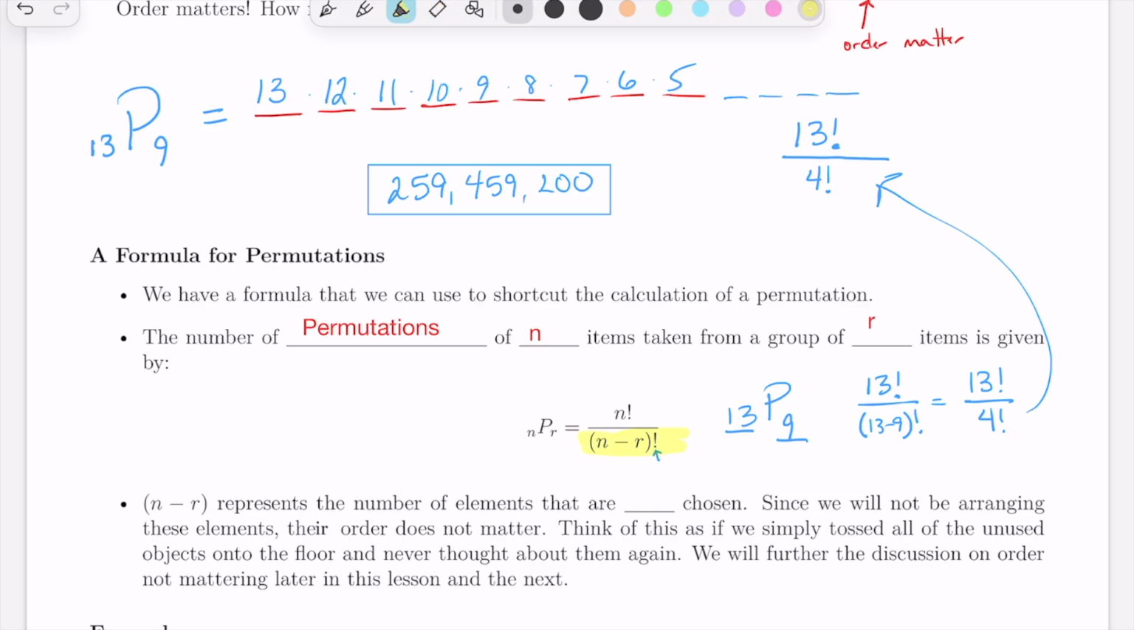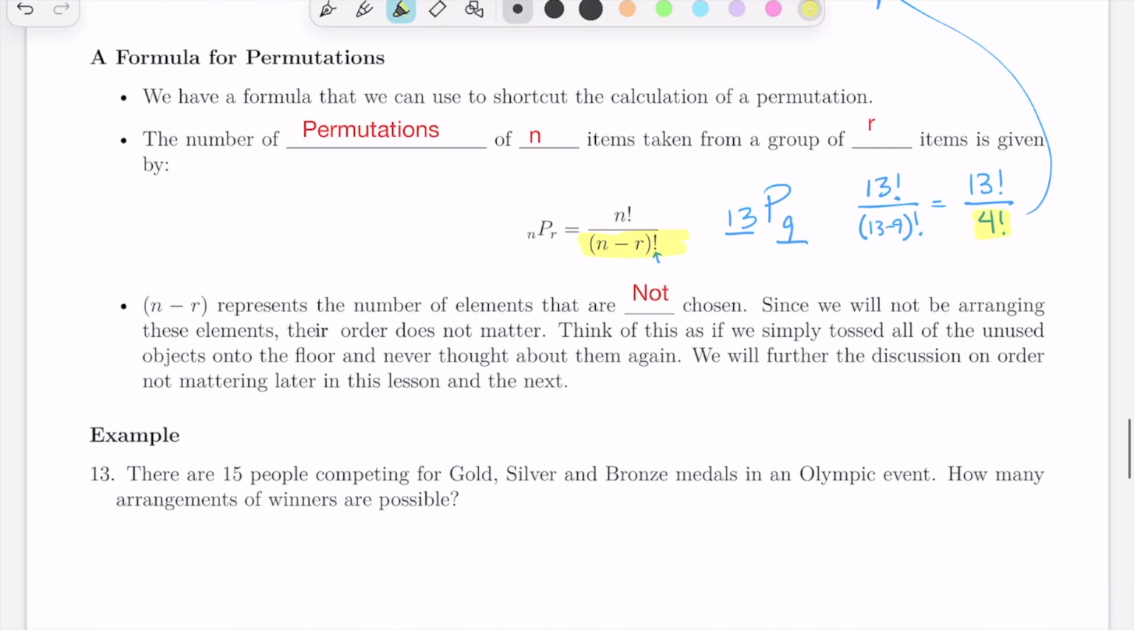that does represent the elements that are not chosen, right? That's where this 4 comes from. We had 4 kids that didn't make the cut. I mean, we can't play everybody, I guess. So since we're not going to be arranging those elements, their order does not matter. You want to think of this as if we just simply tossed the unused objects on the floor, tossed them aside. Sorry, maybe we shouldn't think about that in terms of kids. That's not very nice. They're going to play the next game, just not this one.